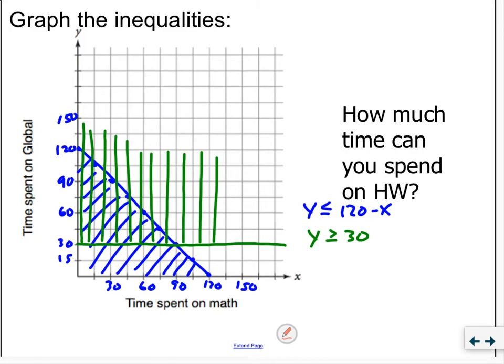And the third one we wanted to graph was that we're going to spend less time on global than math. Math takes more than global tonight. So y is less than x. Check out this one, how the slope is going to be 1 and the y-intercept is going to be 0. This comes up from the origin up this way. And it's y is greater than x, so shade it up.